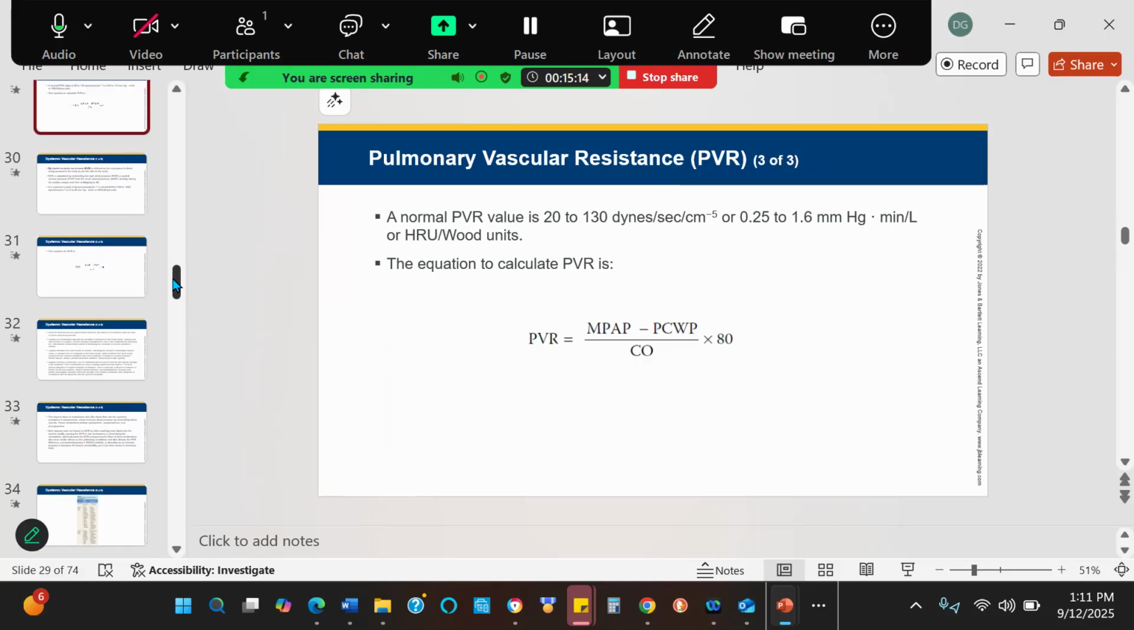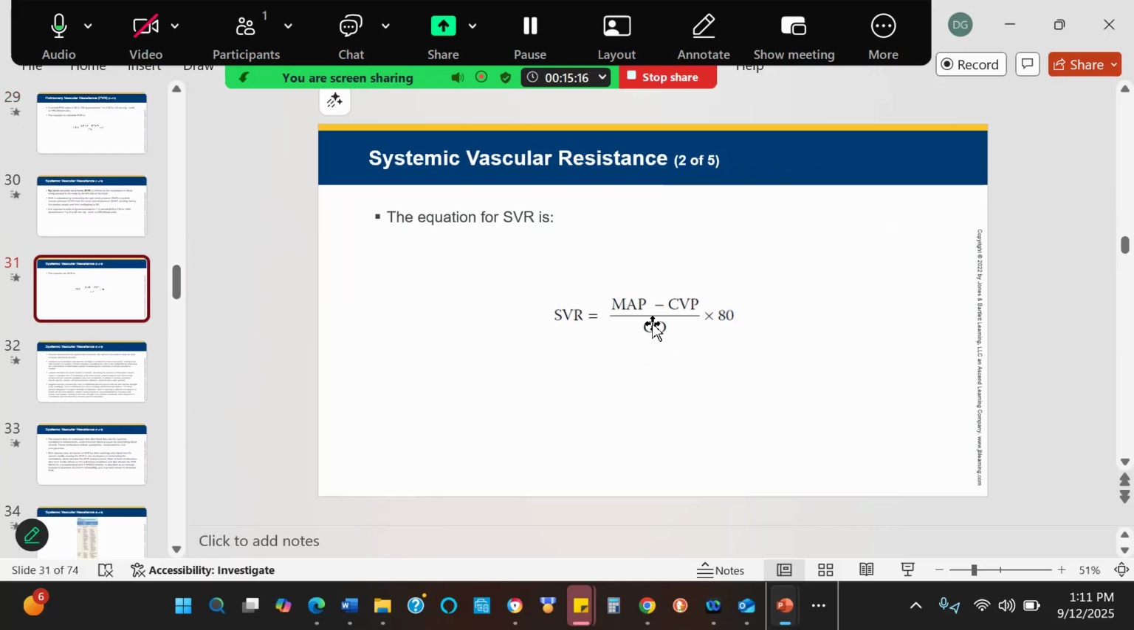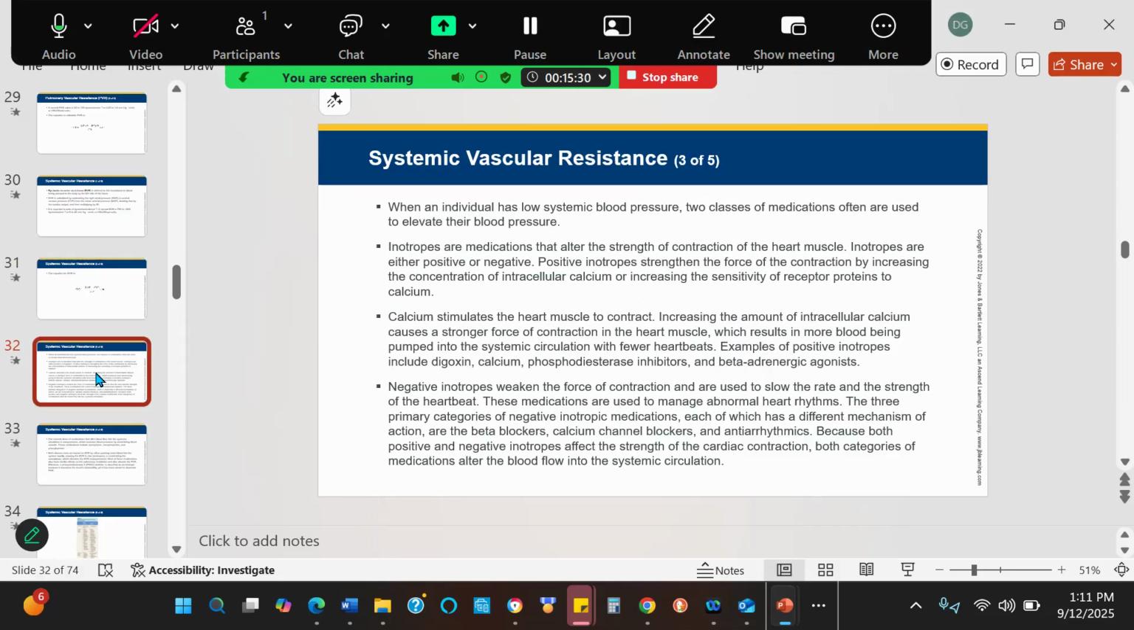So that is a formula that you're going to need to know. Well, I don't know if I can highlight that, no, because it's a picture, but there it is. That's a formula you're going to need to know. We will give you some examples on how to calculate that, and that will actually come up in the critical care course, not right now.